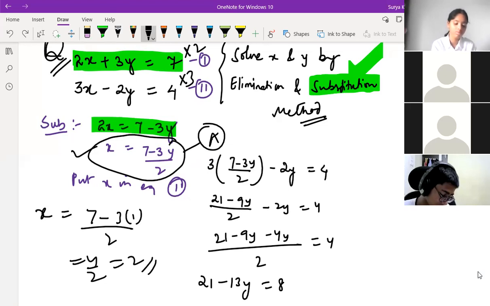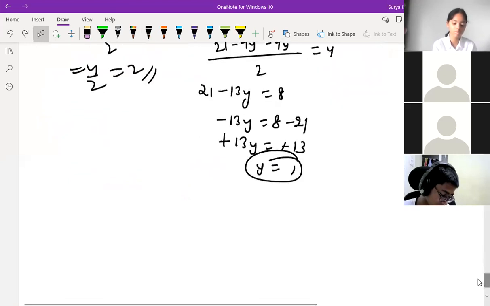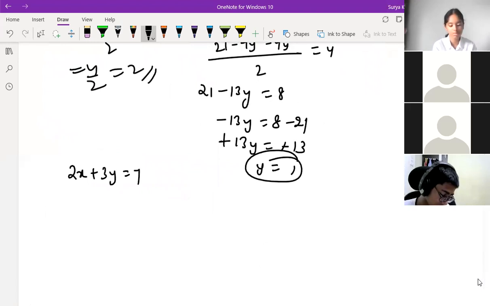So the equation will become 2x plus 3y is equal to 7, and 3x minus 2y is equal to 4. This is the question only. Now you multiply the first equation by 2 and the second equation by 3. Okay, so what do you get?